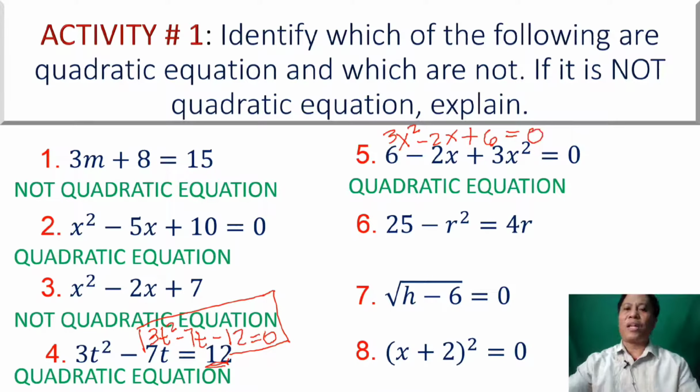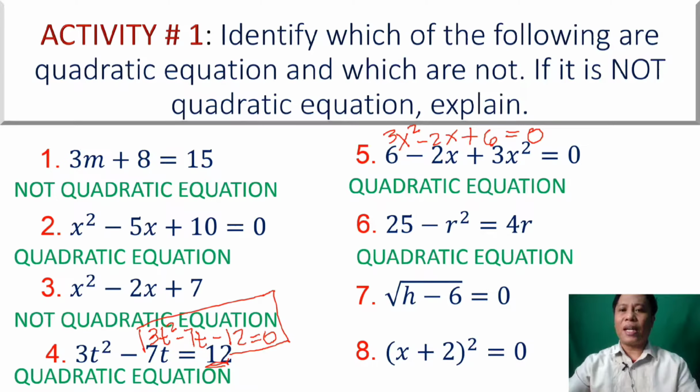How about number 6? 25 minus r squared equals 4r. Okay, so this is a quadratic equation, and if you write that in standard form, you can write negative r squared. Then you transpose 4r to the other side, it will become negative 4r. Then you write plus 25 equals 0. So that is the standard form of the given quadratic equation.